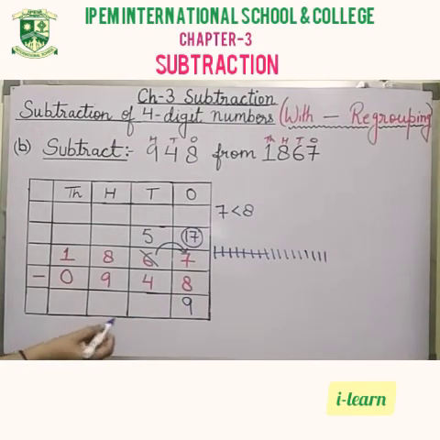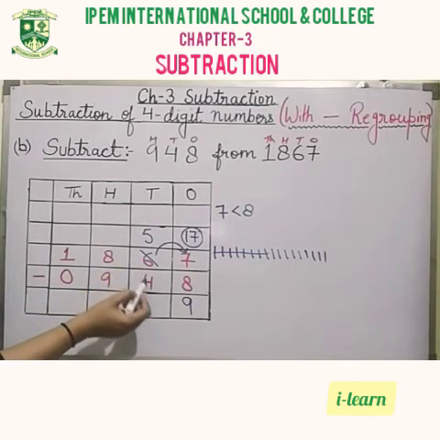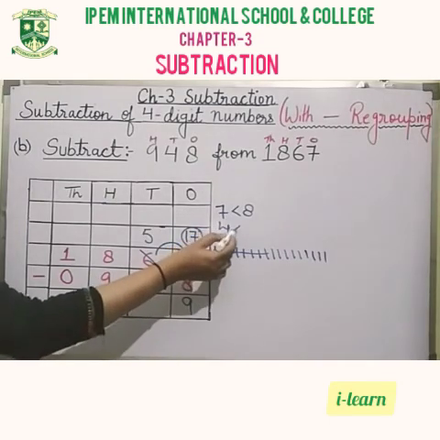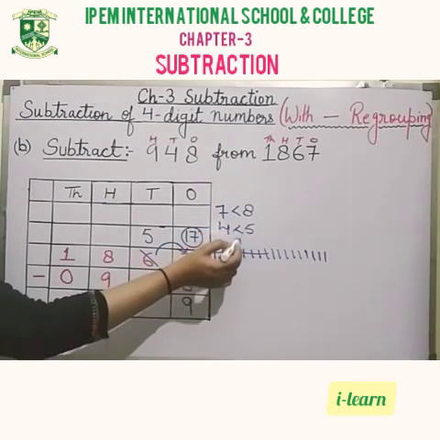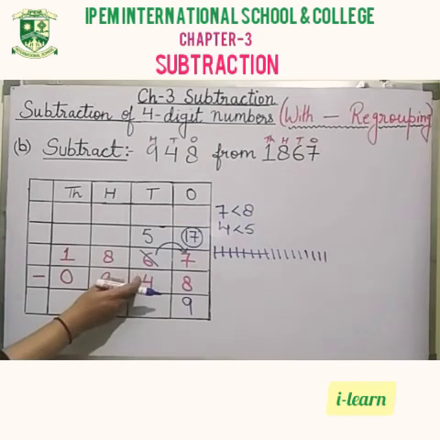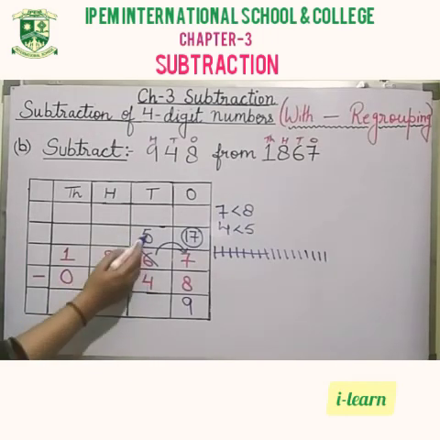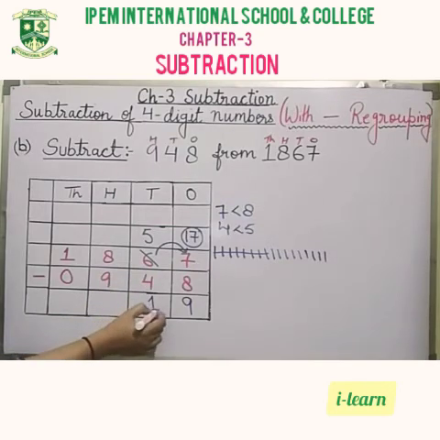Now move on to next place, that is tens place. Here we have to subtract 4 from 5. 4 is less than 5. We can simply subtract this 4 from 5 because 4 is less than 5. So 5 minus 4 is equal to 1.